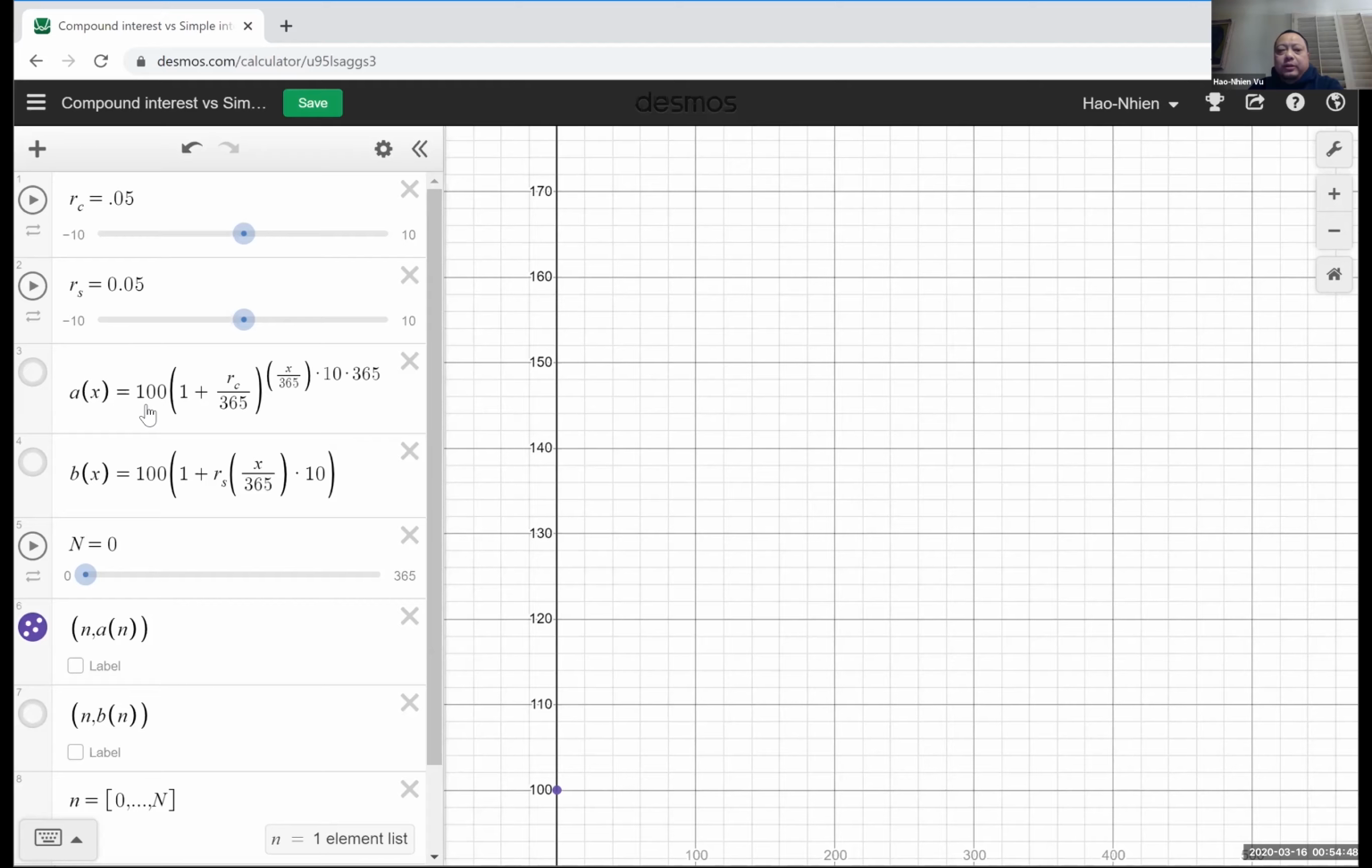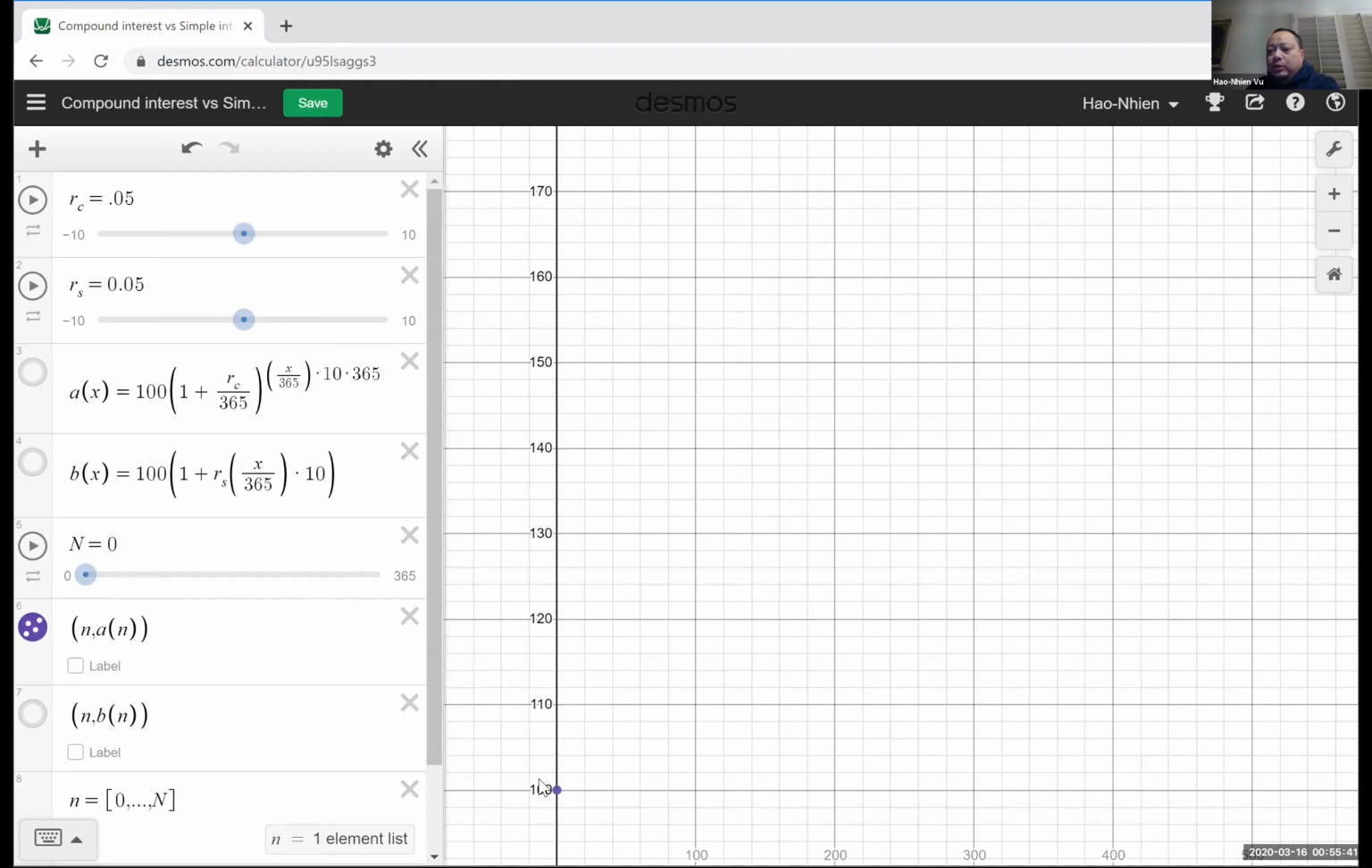Some of the details on the left here, you don't really need to know, but let me just tell you that R sub C stands for the rate of interest for the compound interest account. R sub S is the rate of interest for the simple interest. So R sub C is the APR. Letter A stands for compound interest. You can see the formula is very complicated. And letter B stands for the simple interest. Now let's take a look at how the compound interest moves.